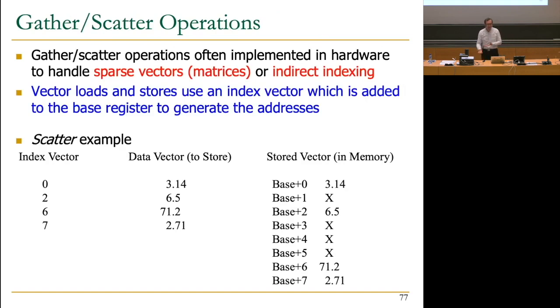Okay, gather is very similar, except you do the opposite. You can actually use the same example to gather from memory. You don't have this data vector. You're going to populate the data vector. You give it an index vector, and you do a load using the base address. Each consecutive operation adds the base address to these different indices, and you load from these different locations into the data vector.